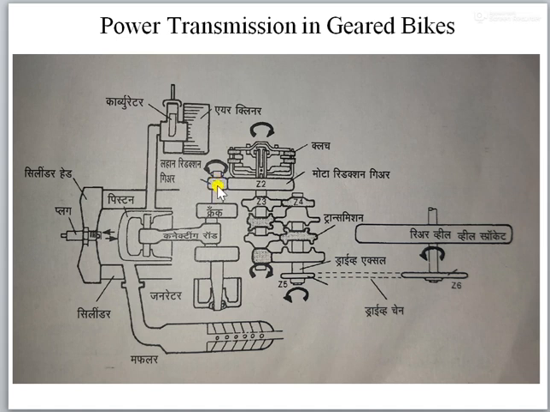So this Z1 is called a small reduction gear. Z1 is the small reduction gear, and Z2 is the big reduction gear. So Z1 and Z2 are engaged together, always in mesh condition. Z1 and Z2 are always in mesh condition, and Z2 is mounted on a shaft which is entering inside the gearbox. Okay, see carefully.